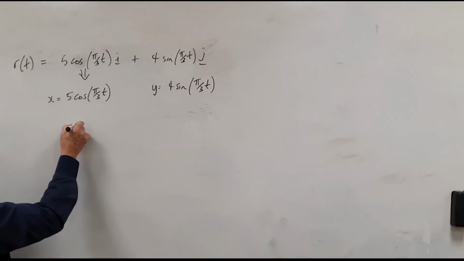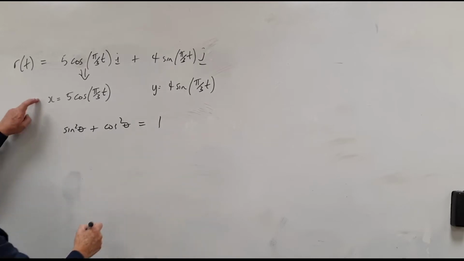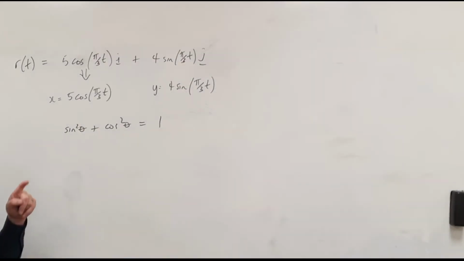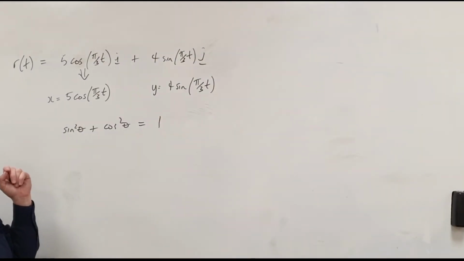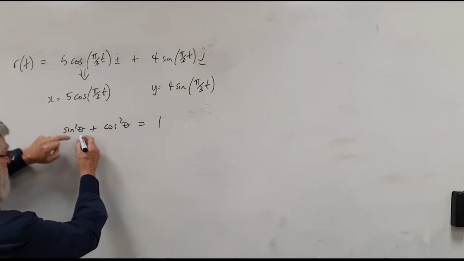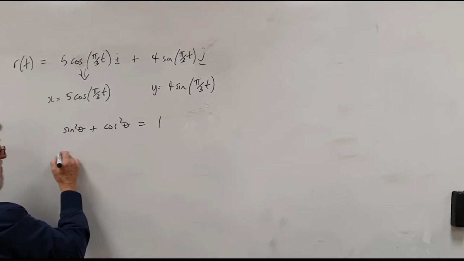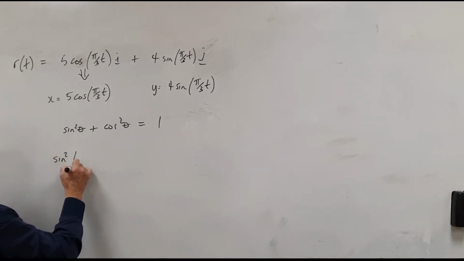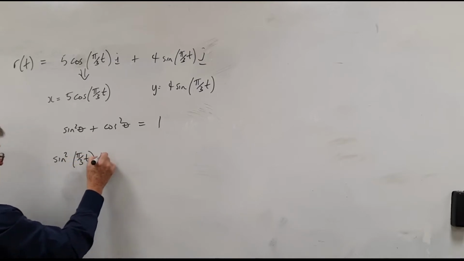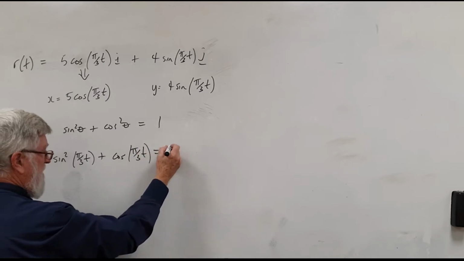But we know that sine squared theta plus cos squared theta equals 1. And what has that got to do with those two? Did you already realise? Yeah, I've already done one of these in the practice exam. So we can now have a look at what's going on. You could go sine squared pi on 3t plus cos squared pi on 3t, if we wanted to be fussy, equals 1.